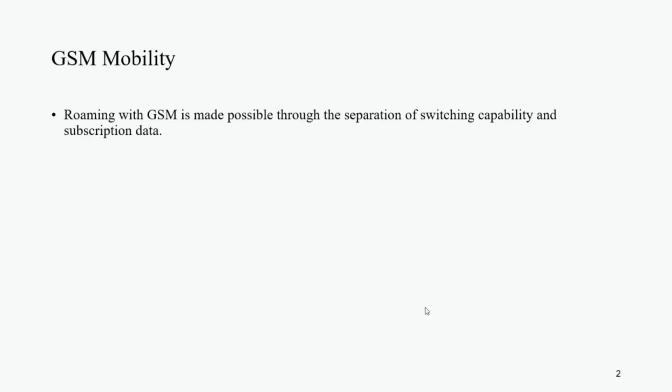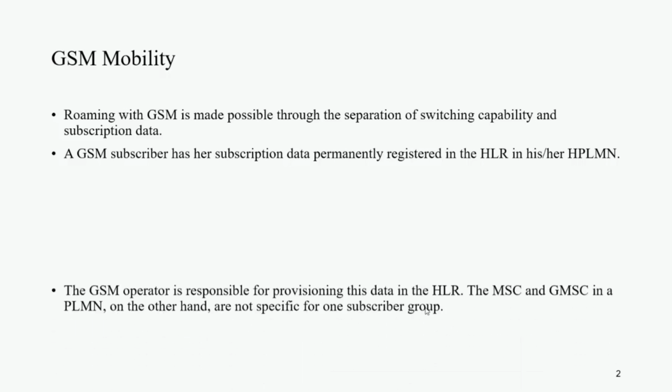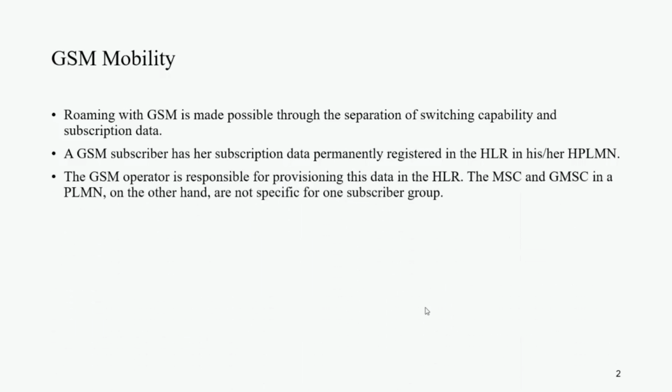GSM mobility or roaming, actually there are two types of roaming. One is inbound roaming, in which we roam within the network from one MSC to another MSC, and the other is outbound roaming, in which we roam from one operator to another network operator, or from one PLMN to another PLMN.